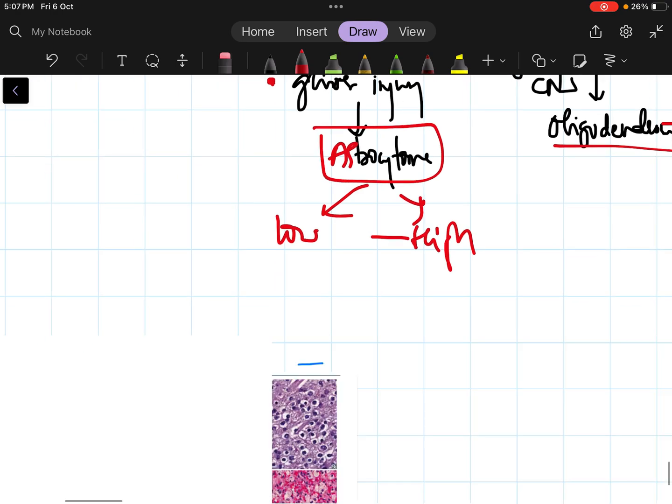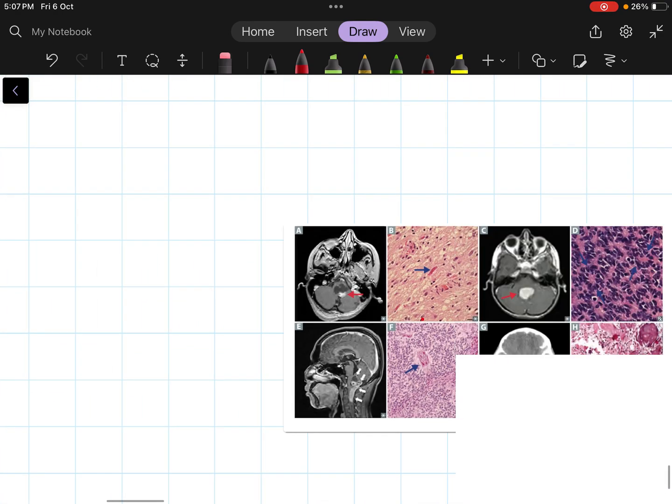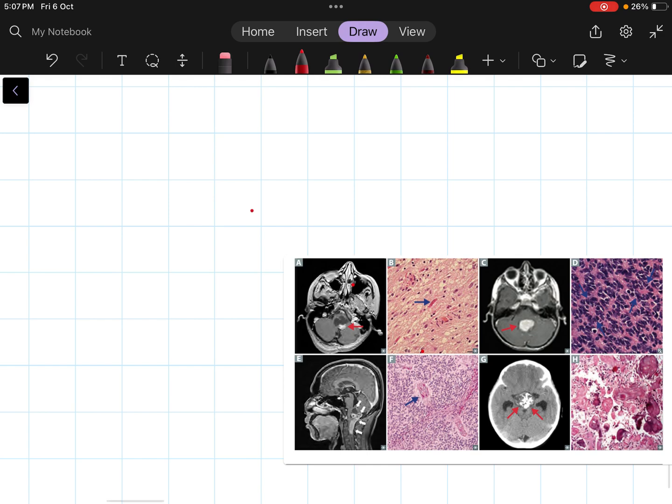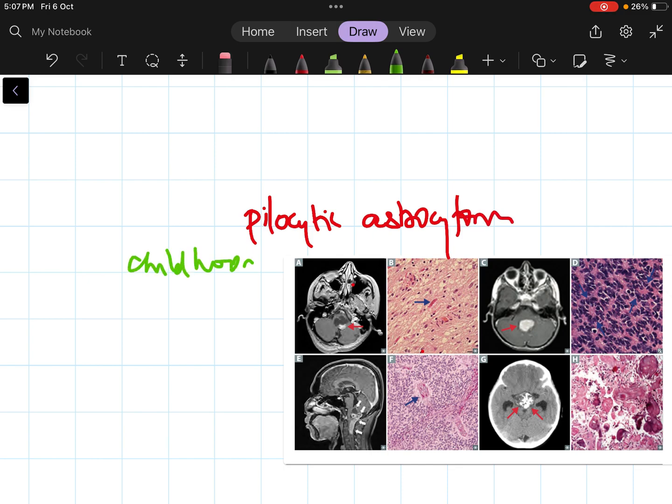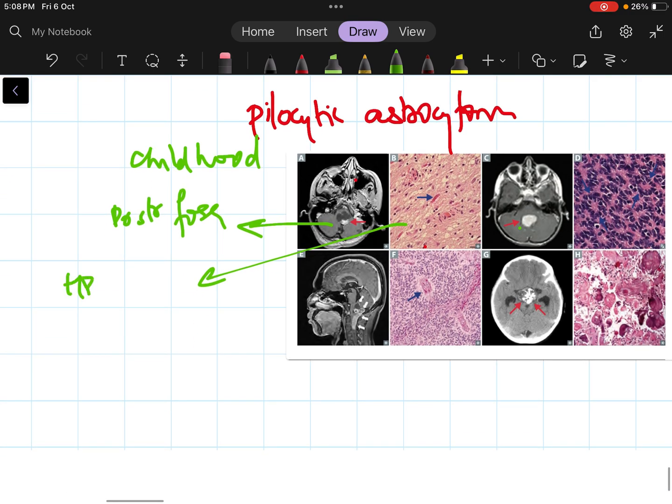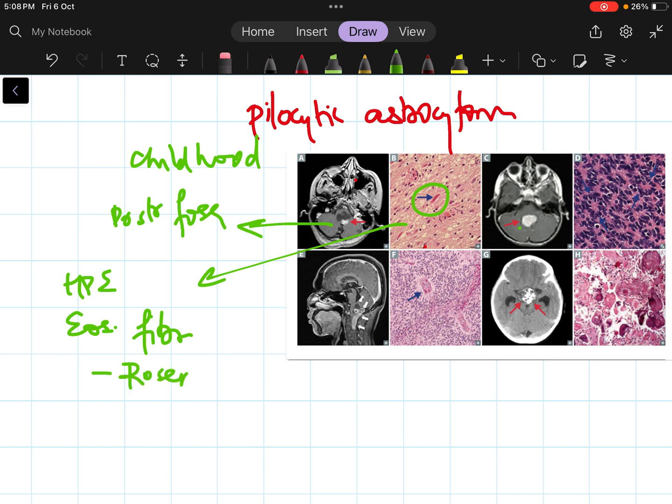Now, astrocytoma. Low grade astrocytoma is called pilocytic astrocytoma, which is a common tumor in childhood. On CT scan, you have a mass originating in the posterior fossa. On histopathological examination, you have red, eosinophilic fibers called Rosenthal fibers or corkscrew fibers.